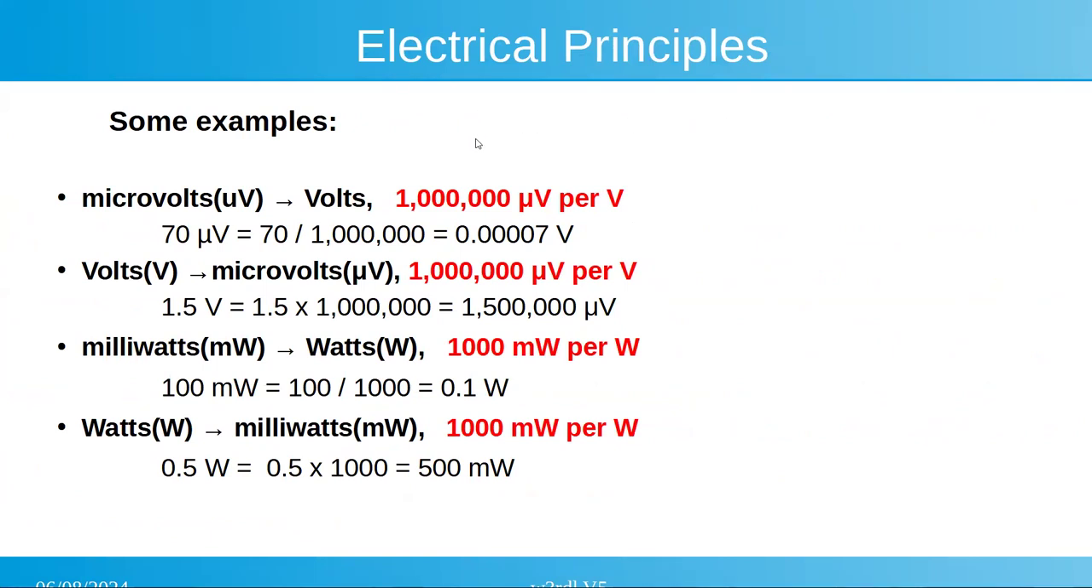Okay, so if we're doing microvolts and I want to go to volts, I know that there's 1,000,000 microvolts in a volt. That's the definition of a microvolt, a millionth of a volt. So if I had 70 microvolts and I wanted to know how many volts that was, I divide by 1,000,000, right? Whatever the conversion is. If I had volts and I want to find microvolts, then I'm going to multiply, right?